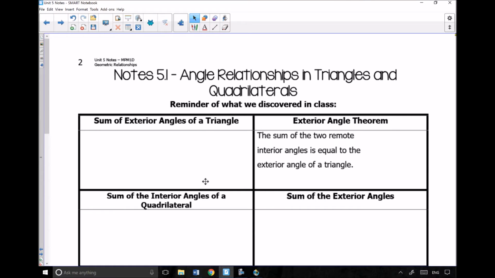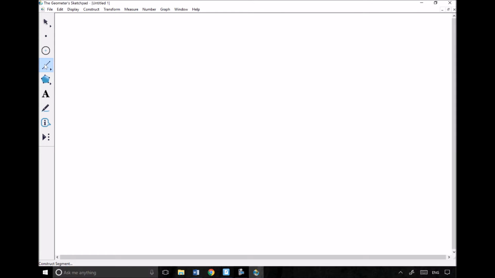Hopefully you remember that the exterior angles of any polygon will always add up to 360. But we're going to verify this to make sure that it's really true. So for starters, I'm going to use an online geometry software, and I'm going to do a quick exploration to make sure that our conclusion is correct. I'm going to create a triangle, just a totally random triangle. Doesn't matter what type of triangle it is.